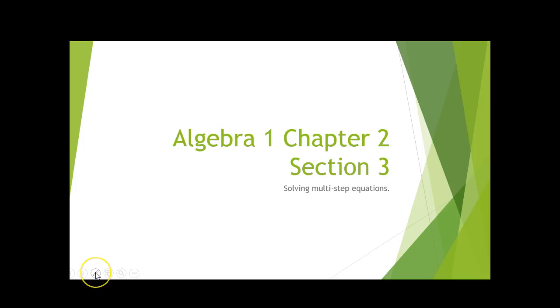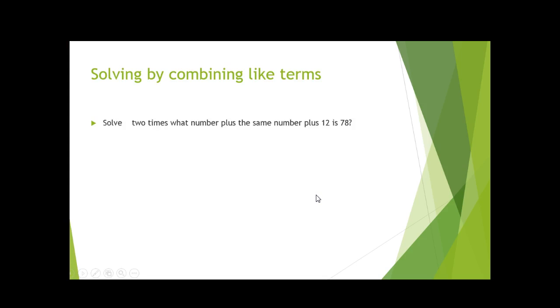As we're moving along through Chapter 2, Section 3 is going to increase the difficulty and the steps involved of solving equations. So we're still working with an equal sign. We've got multi-step equations, so that's 3 or more steps to figure out what the x or y or the variable is. So we're going to be solving by combining like terms.